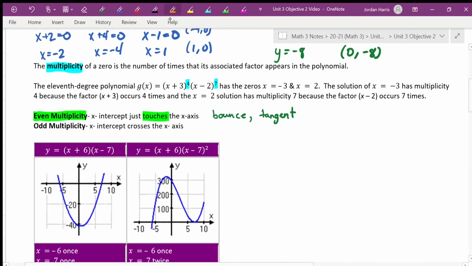Okay. Then we have odd multiplicities. That is where we cross the x-axis. And that one's pretty straightforward. You pass through that point. So if your multiplicity is odd, you pass through the x-intercept and just keep going. But if your multiplicity is even, you bounce at that spot.